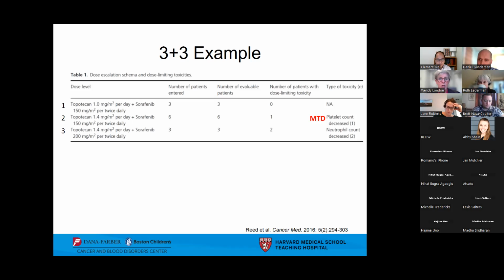per meter squared. So in running the trial, we enroll the first 3 patients, and Reed did not observe any DLTs in those 3, so they escalated to the second level. They enrolled 3 patients, one of whom had a DLT, so they enrolled 3 more. Those 3 did not have a DLT, so now we have 1 out of 6. They escalated to dose level 3, where they observed 2 DLTs in those 3 patients. And at that point in time, they declared the previous dose level 2 as the MTD.